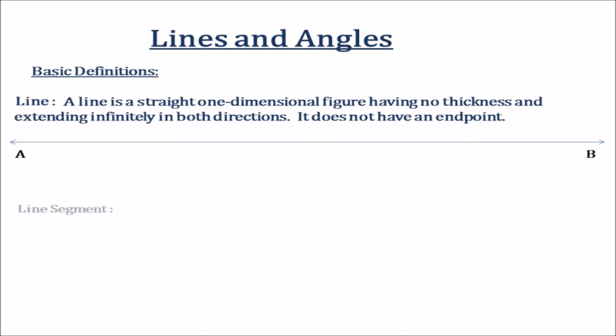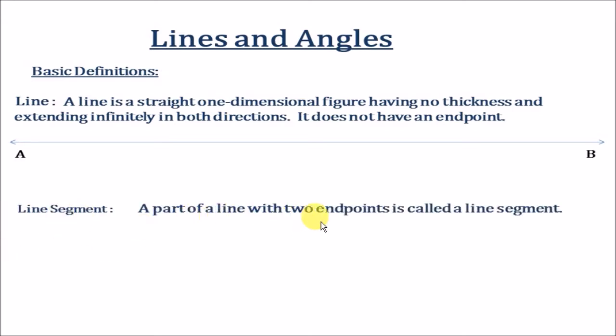On the contrary, we have a line segment. A line segment is a part of a line with two endpoints. So on a line segment, we will have endpoints. As you can see in this figure, there are markings which suggest endpoints in both directions, at A and at B. So a line segment will have a fixed length, in contrast to a line which will not have a fixed length.